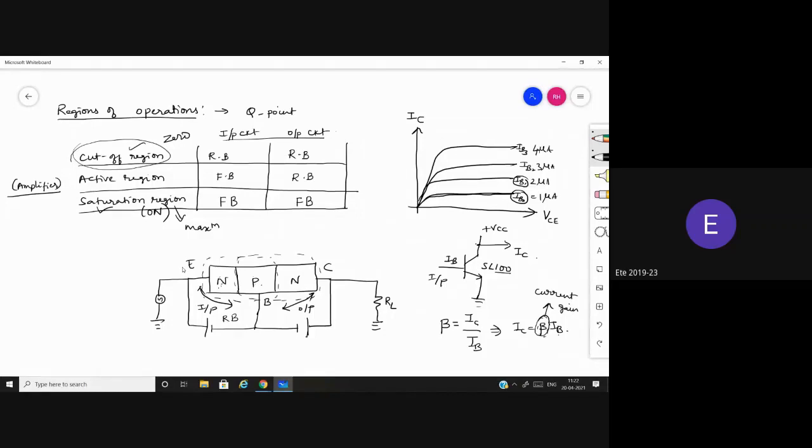The only variable thing we have is IB. If the IB value is increased or decreased, it will have its effect on the collector current, increasing or decreasing it. So when you keep on increasing the base current, the collector current is also going to increase. Now can you tell me whether this is the output characteristics or input characteristics? This graph. You have already done this in the Multisim experiment.